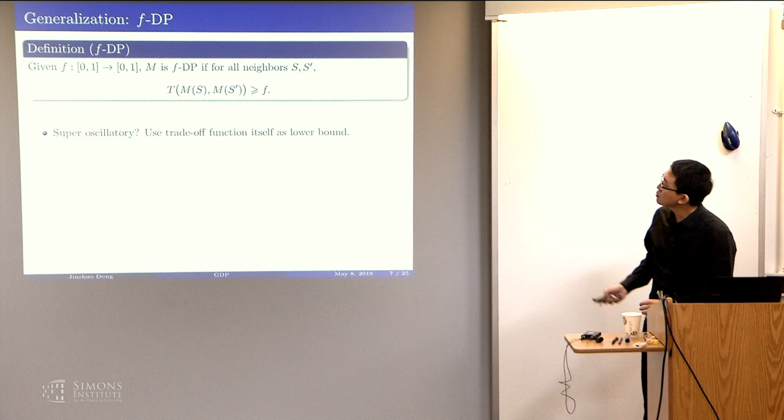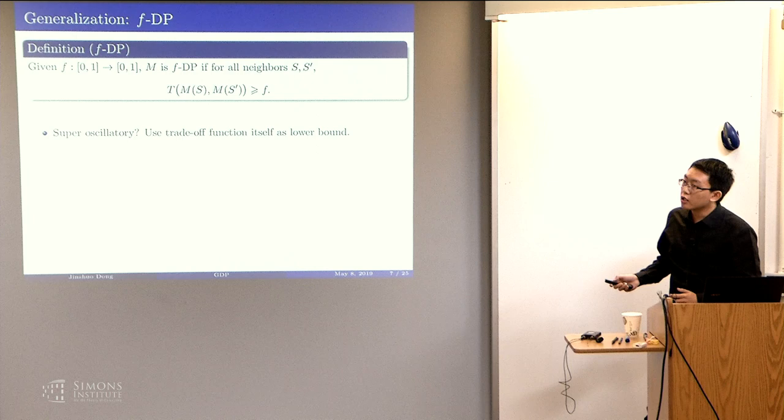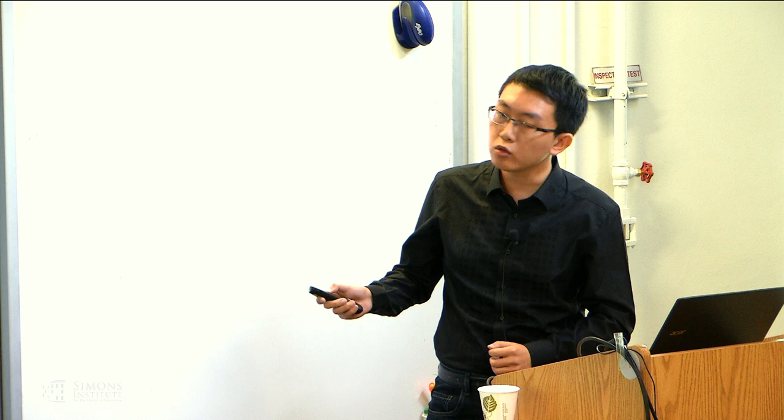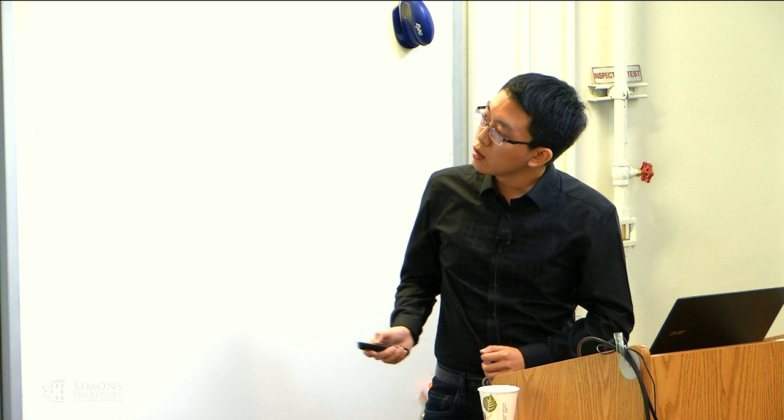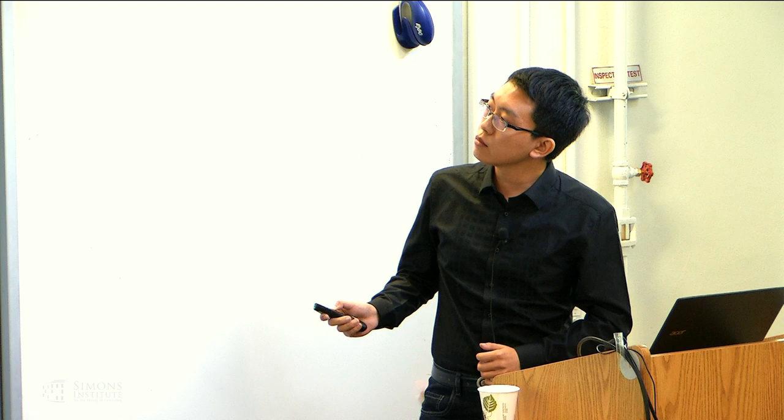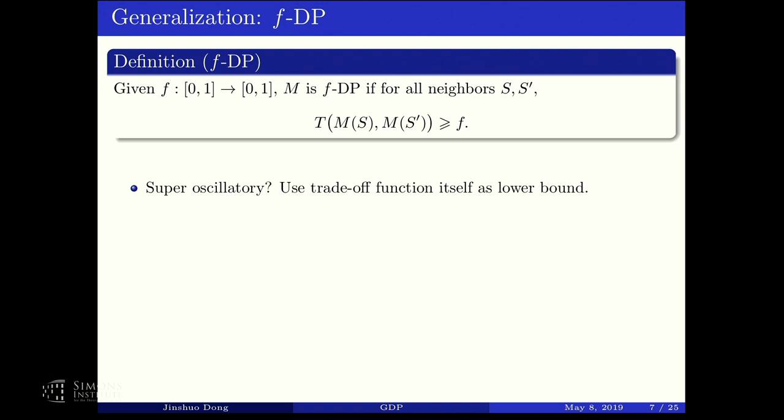A concern may be that a general function is not a good class. We might want a regularity condition on it because it could be super oscillatory. It doesn't make sense to use an oscillatory function. So an idea I think makes sense is that we use an f that looks like a trade-off of distributions. So then a question arises: how do we characterize a function? How do we know that a function looks like this or not?